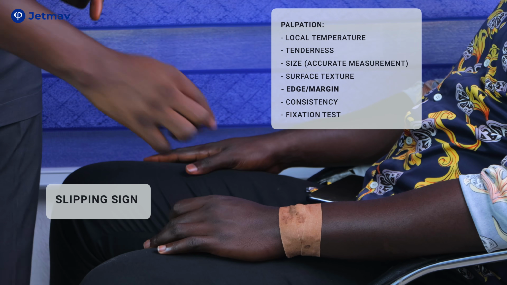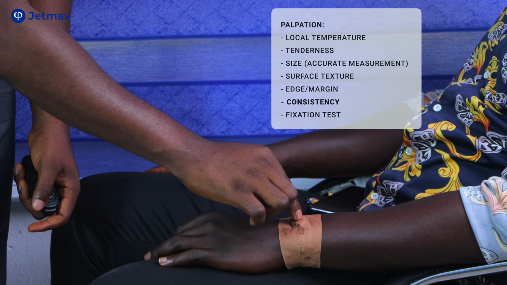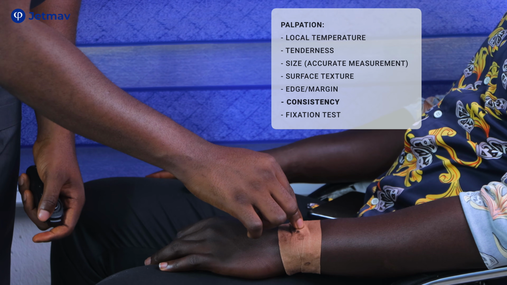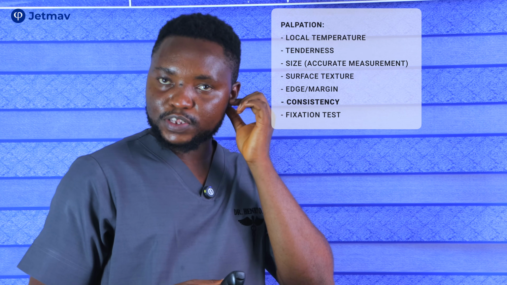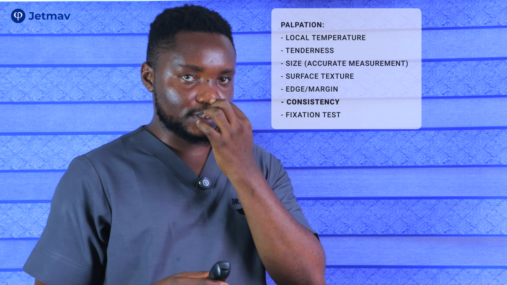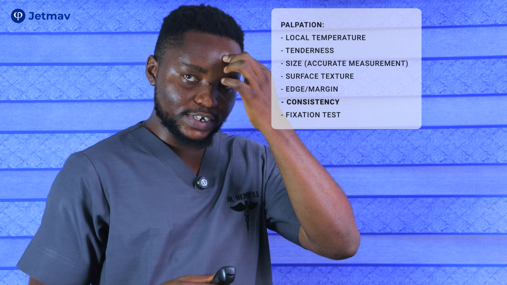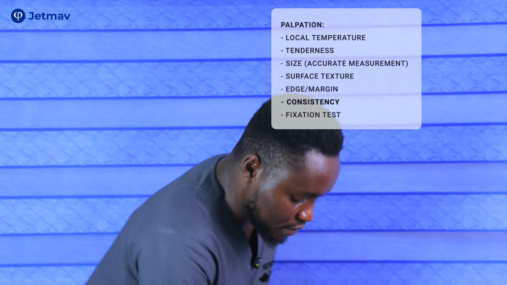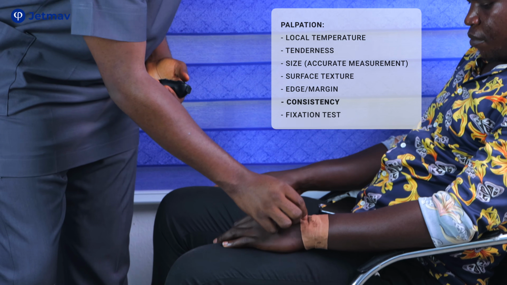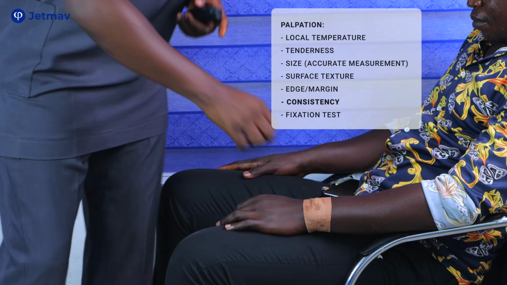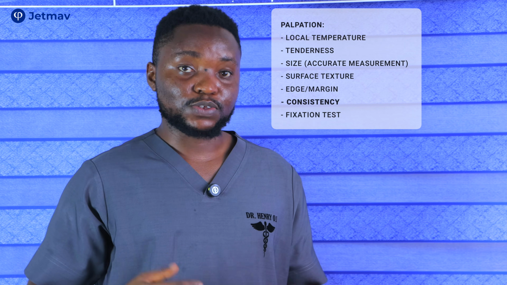Then when you're done checking the margins, the next thing you're going to check is the consistency. Press down the mass to note the consistency, how hard or how soft it is. If it feels like your earlobe, it is soft. If it feels like the tip of your nose, it is firm. If it feels like your forehead, then it is hard. So you feel this. So this improvised mass feels firm. Like we said, your earlobe, if it is very soft, then it might suggest lipoma.